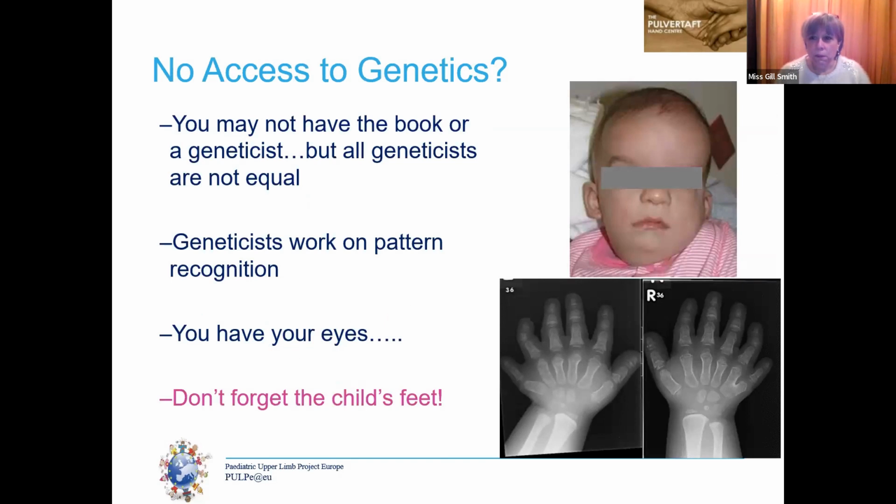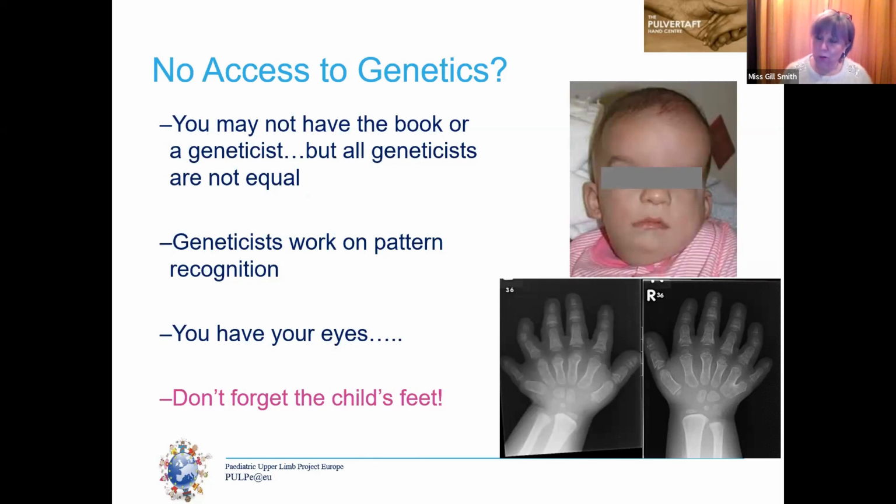So what about some people out there who might not have access to genetics, and you may not be able to call upon a geneticist? Well, the first thing I'd say, even for those of us that do have access, and I didn't realize this till I was a consultant, is that not all geneticists are the same. That might be really obvious, just as not all surgeons are the same. It wasn't obvious to me, and I figured if I sent a child to a geneticist, they'd know what was wrong. And some of them do, and some of them don't.